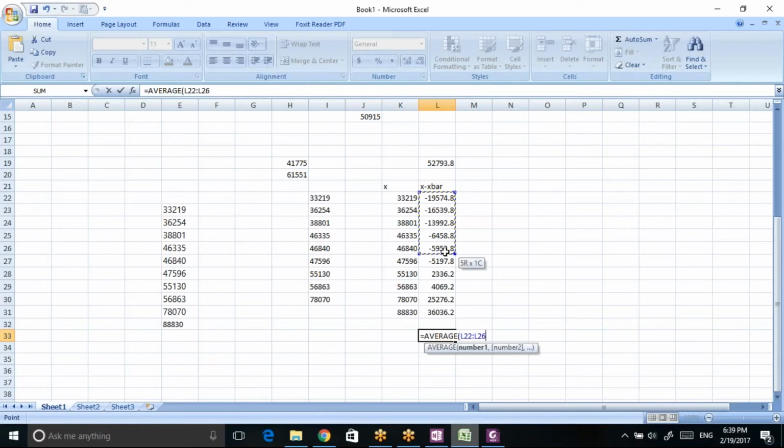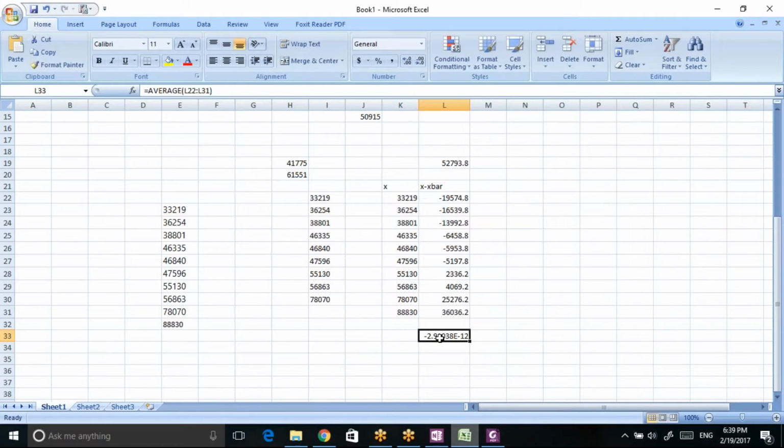Let me show you this. Select this, and it is minus 2.91 times 10 to the power minus 12. This means exponent minus 12, which is nothing but almost 0. It's a very, very small value. Okay, the exponent is large in magnitude. Clear? Yeah.